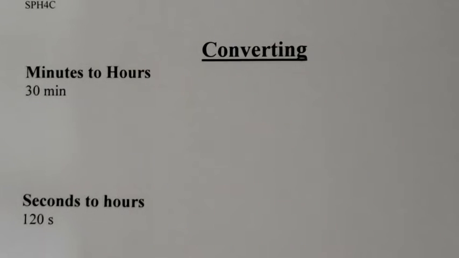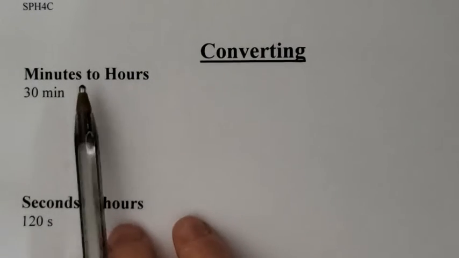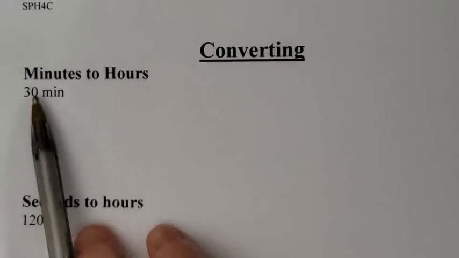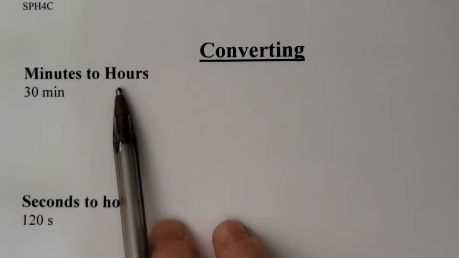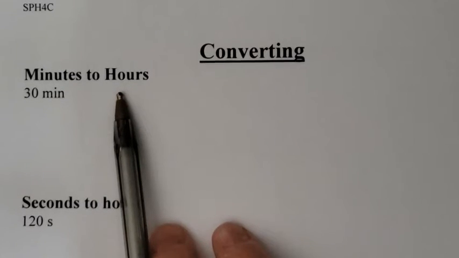Sometimes in physics we have to convert units. For instance, if something's given in minutes, we may need the quantity in hours. And there's lots of different ways to do it. I'm going to show you this way. If you have a different way, you're more than welcome to use it.